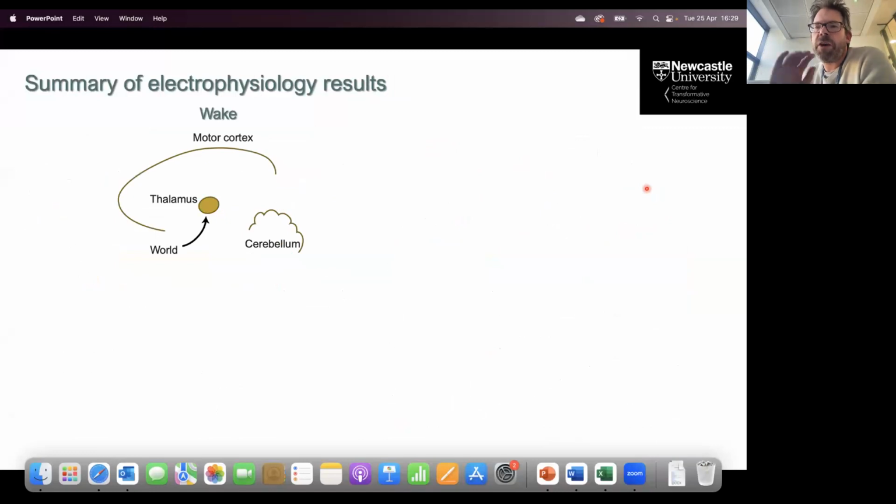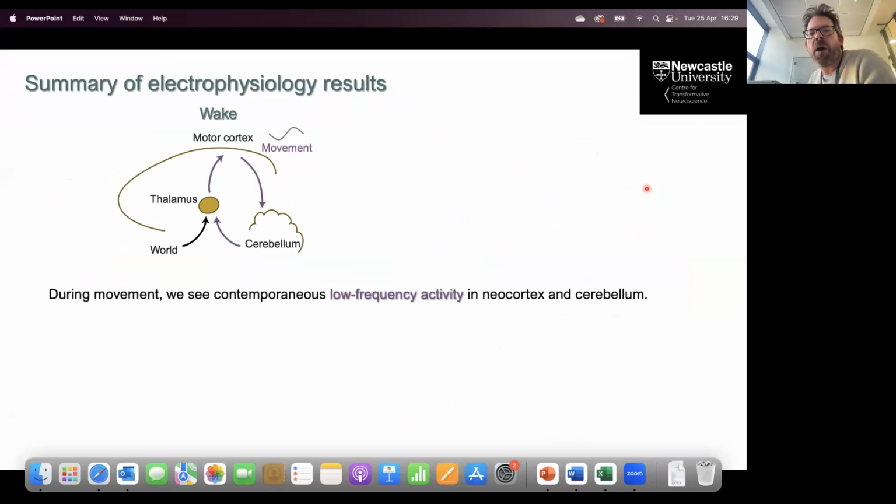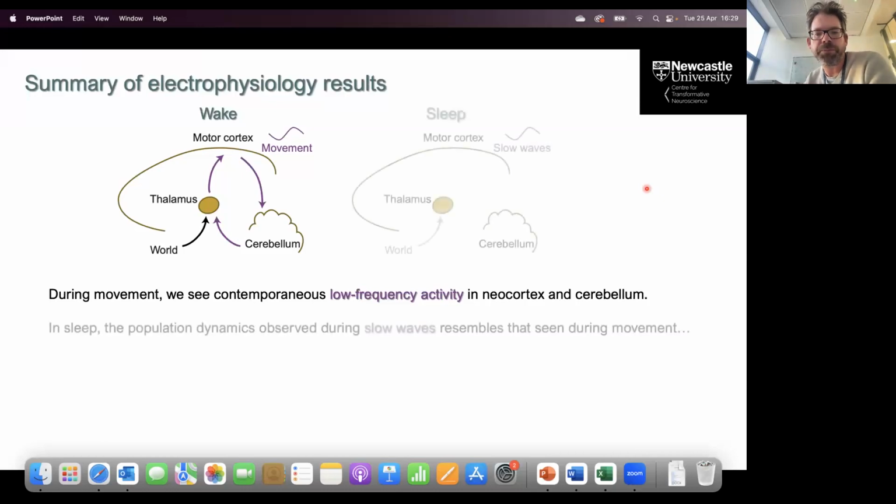So I've shown you a lot of data, so I'm just going to summarize this now in cartoon fashion. What we think is going on during movement, we see relatively contemporaneous low frequency activity in the neocortex and the cerebellum, which presumably reflects the bidirectional communication that's going on between the cortex and the cerebellum to shape the kinematics of the movement.